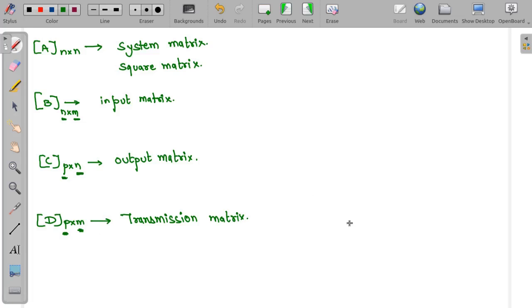Usually in most of the questions, you can say 99% of the questions, D is equal to 0, because in real life systems there is no direct relationship between input and output. There is always a system that acts on your input to give us the output. Usually the output is not affected directly by the input without the system. So usually you are going to see that D is 0.